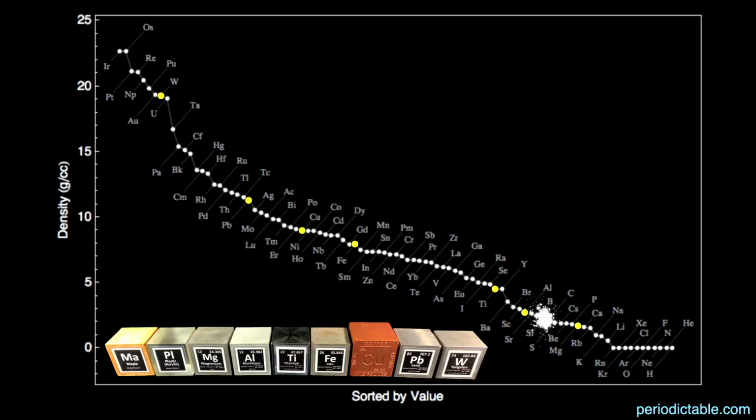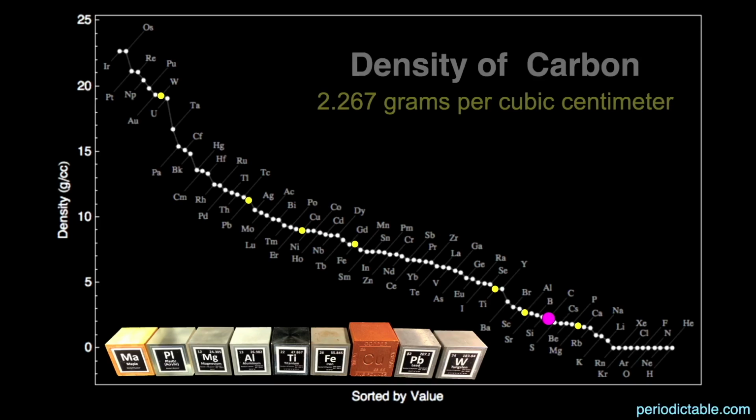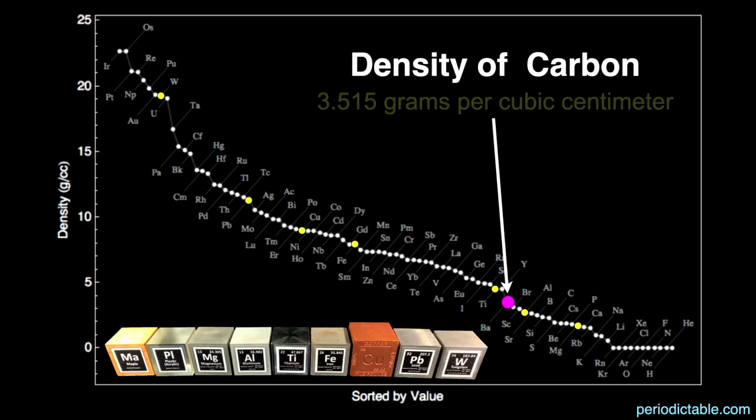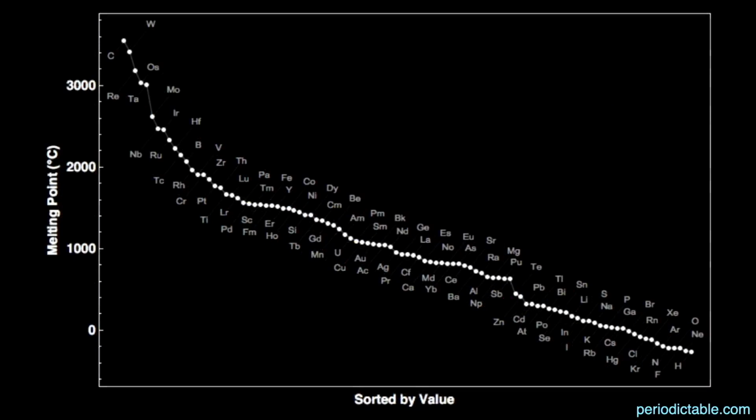Again, carbon's density is 2.267 grams per cubic centimeter in graphite form. The magenta circle, a little denser than magnesium. Again, in the form of diamond, it has a slightly higher density of 3.515 grams per cubic centimeter, about the same as barium.